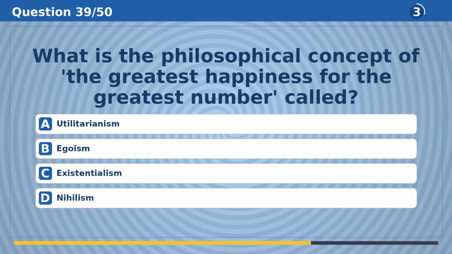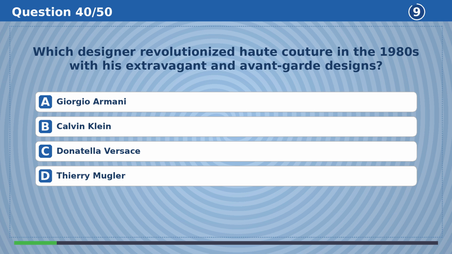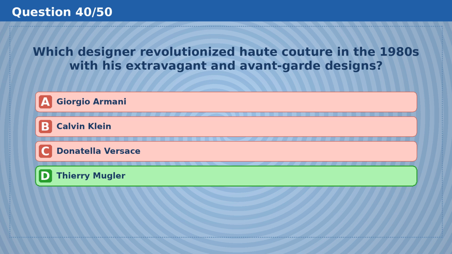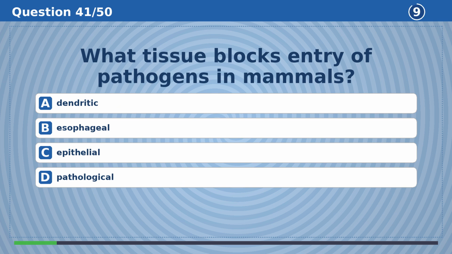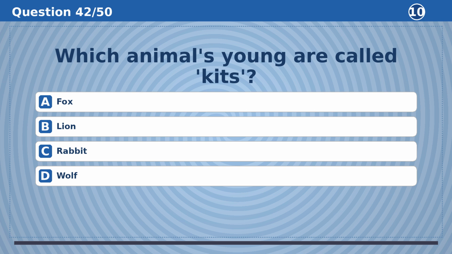What is the philosophical concept of the greatest happiness for the greatest number called? The answer is A. Utilitarianism. Which designer revolutionized haute couture in the 1980s with his extravagant and avant-garde designs? The answer is D. Thierry Mugler. What tissue blocks entry of pathogens in mammals? The answer is C. Epithelial.